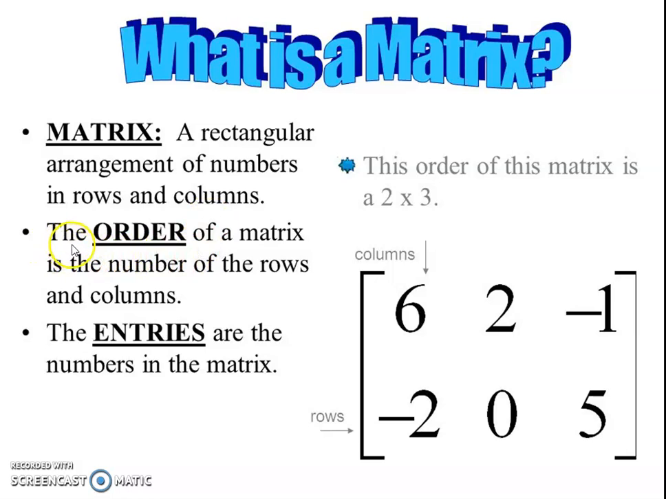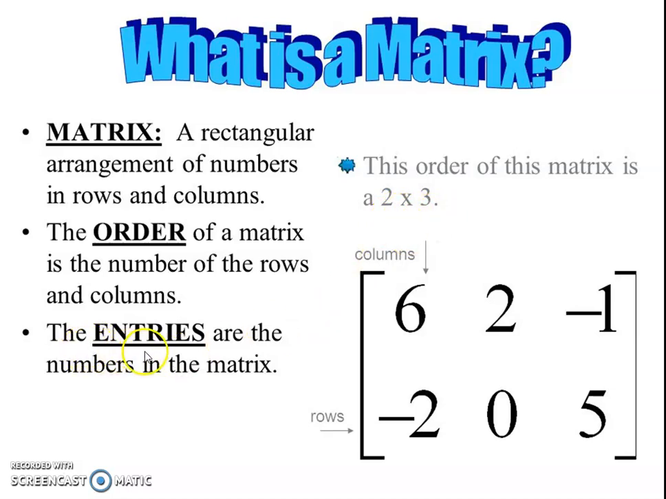Now one more concept we have to define, the order of a matrix. The order of a matrix is the number of rows and columns. That means, here, how many rows are there? 6, 2, minus 1 is row number 1, minus 2, 0, 5 is row 2. So there are 2 rows. And 6, minus 2 is the first column, 2, 0 the second column, minus 1 and 5 the third column. That's why the order is 2 into 3, that means 2 rows and 3 columns.